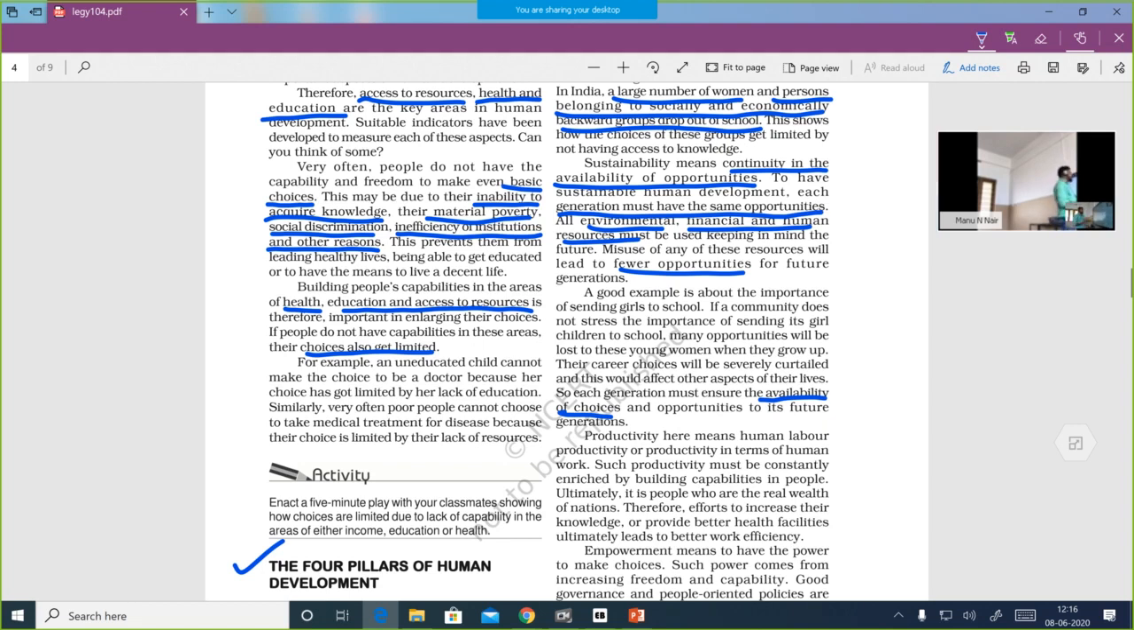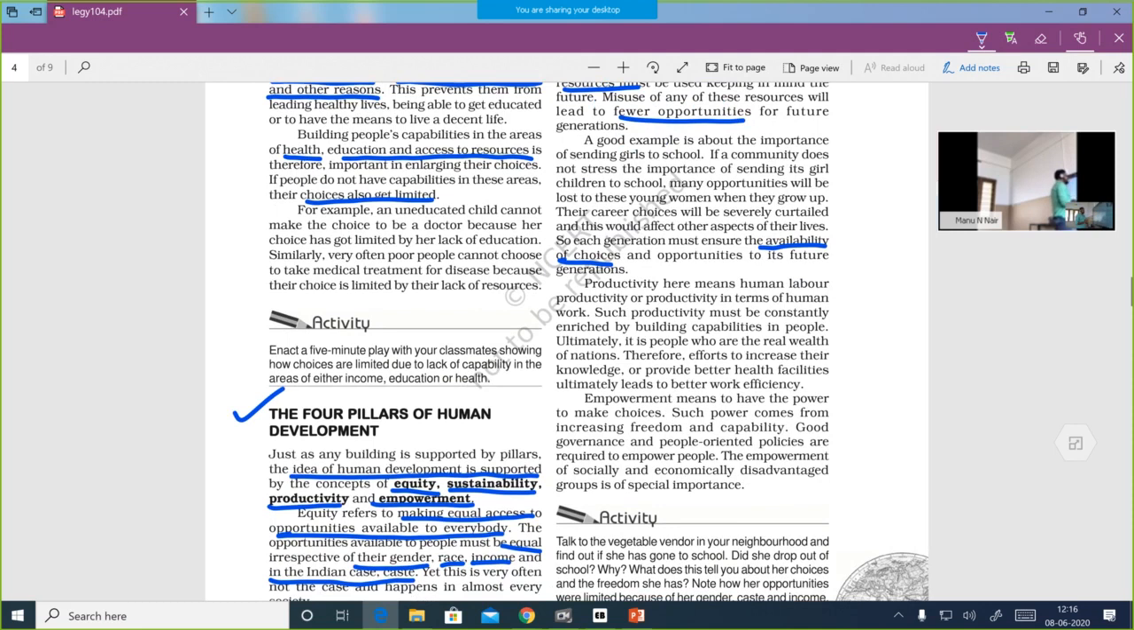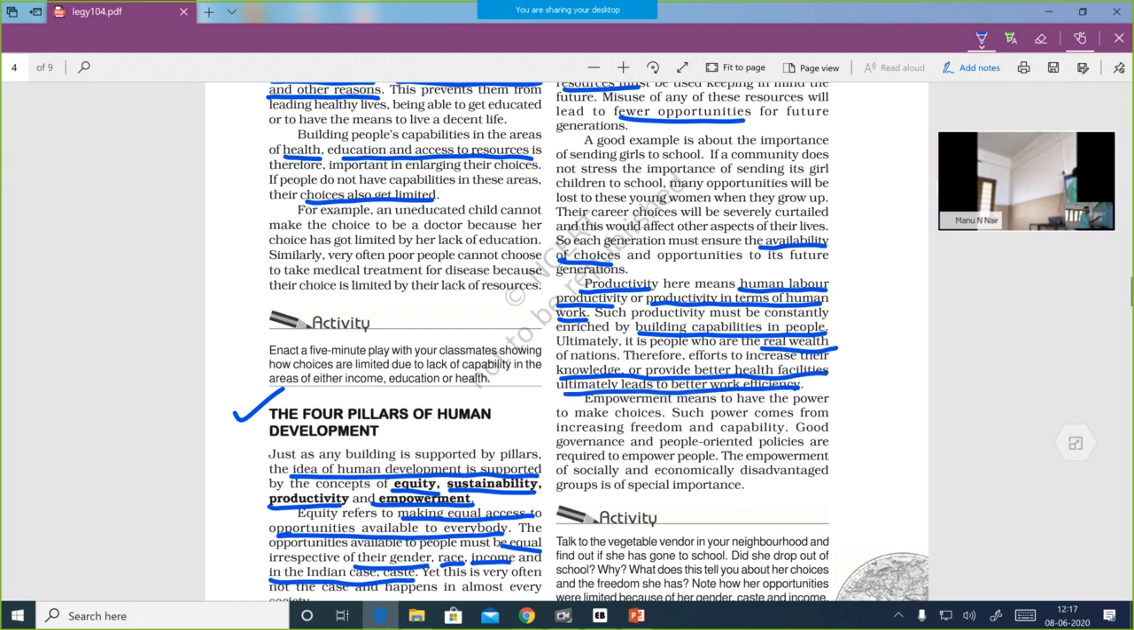That is sustainability. Now, productivity. What does productivity mean? Productivity here means human labor productivity, or productivity in terms of human work. So here productivity means human labor. Labor means not just labor, it is the quality of human beings. Such productivity must be constantly enriched by building capabilities in people. Ultimately, it is people who are the real wealth of nations. Therefore, efforts to increase their knowledge or provide better health facilities ultimately lead to better work efficiency.